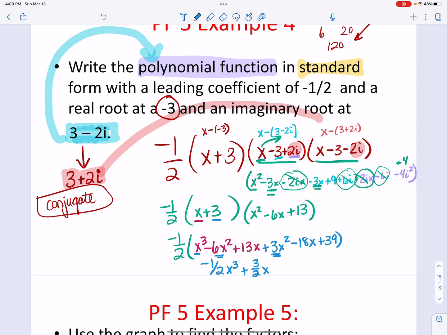So plus 3/2 x squared. I have a 13 minus 18, so that's a negative 5, times a negative 1/2 would be plus 5/2 x, and then minus 39/2. So that is my equation in standard form.